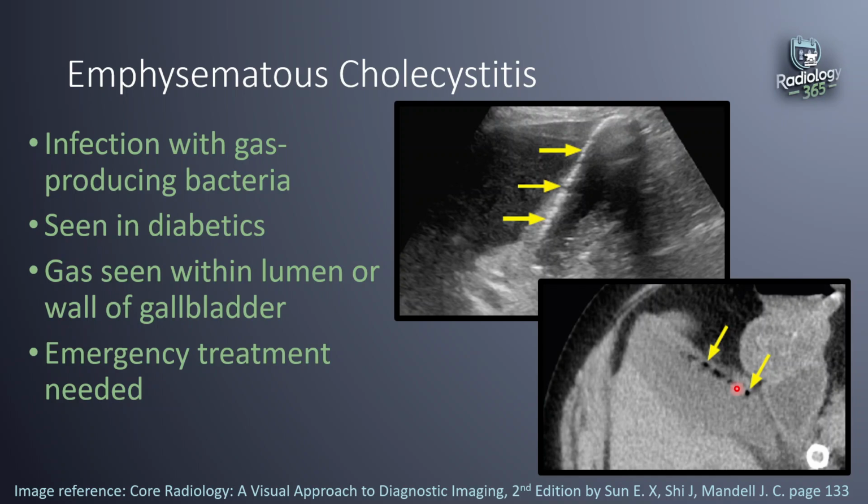So the first image is a grayscale ultrasound, and it shows diffuse echogenic foci within the gallbladder wall corresponding to intramural foci of gas on axial CT. And this was a case of emphysematous cholecystitis.